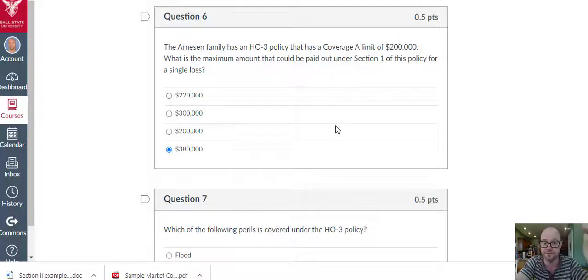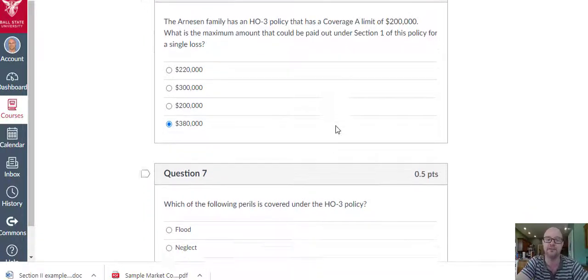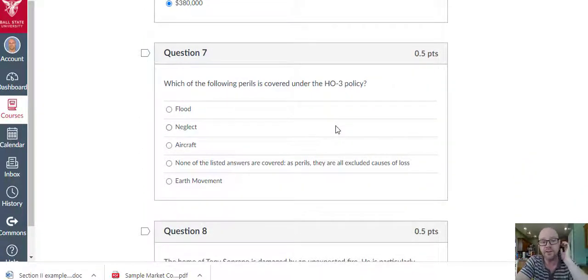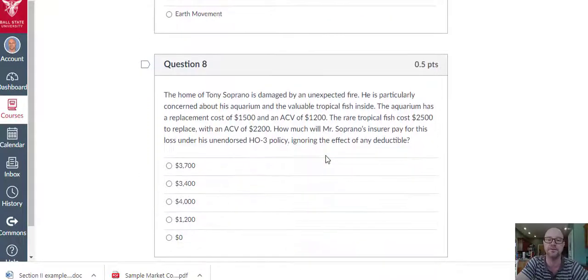I mean, it's just stacking coverage A, B, C, and D limits, and those are all given as a percentage of A. So if I give you A, I've given you the others, and you just have to add them up. Which of the following perils is covered? Okay, well, as a peril, a little tricky on this one. Flood is excluded. We know that. Neglect is excluded. We know that. Earth movement, already talked about that, excluded. Aircraft, as property, it's excluded. But this says perils. Aircraft is actually on the named perils list. In other words, a plane crashes into your house, that's covered. It's on the named perils list. So that's what I was hoping for you to be thinking about there.